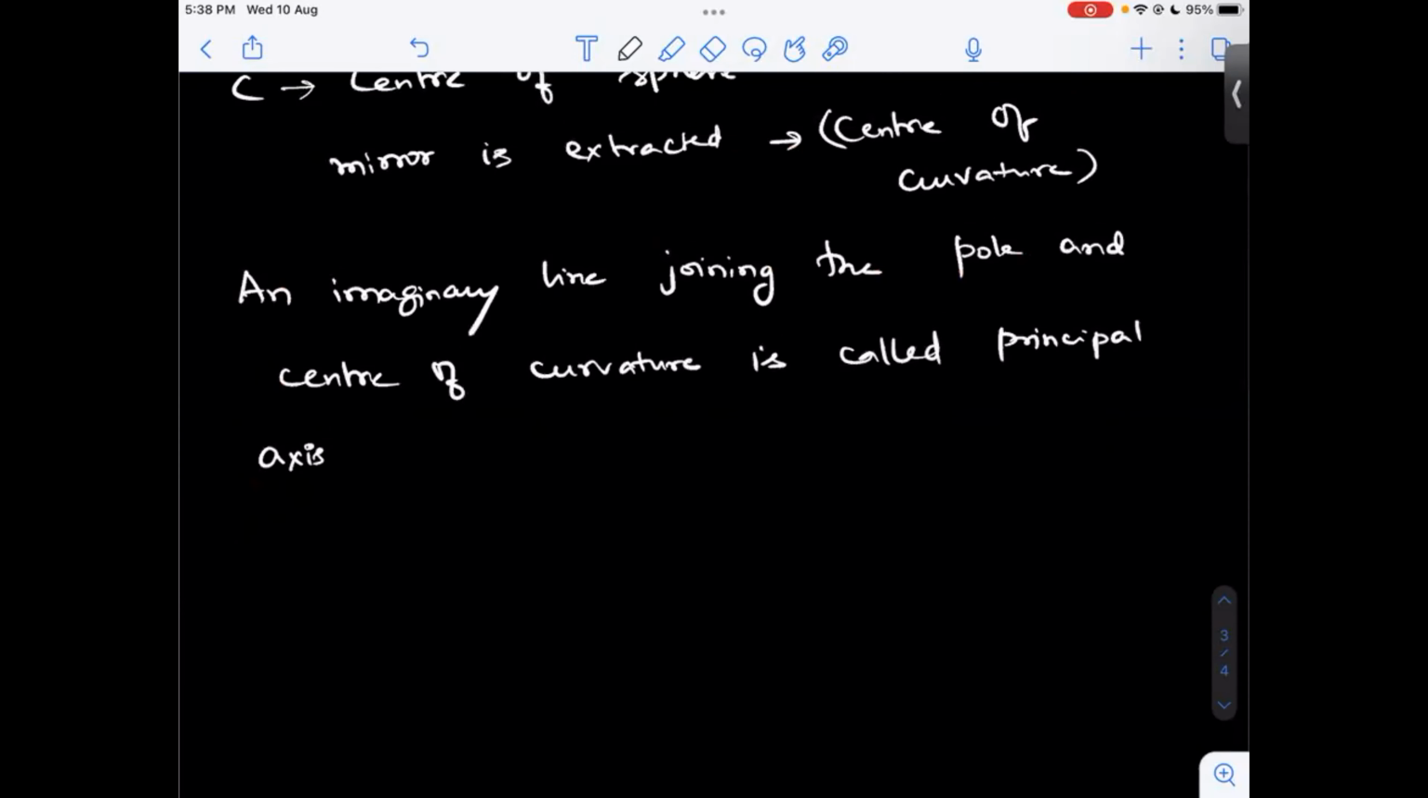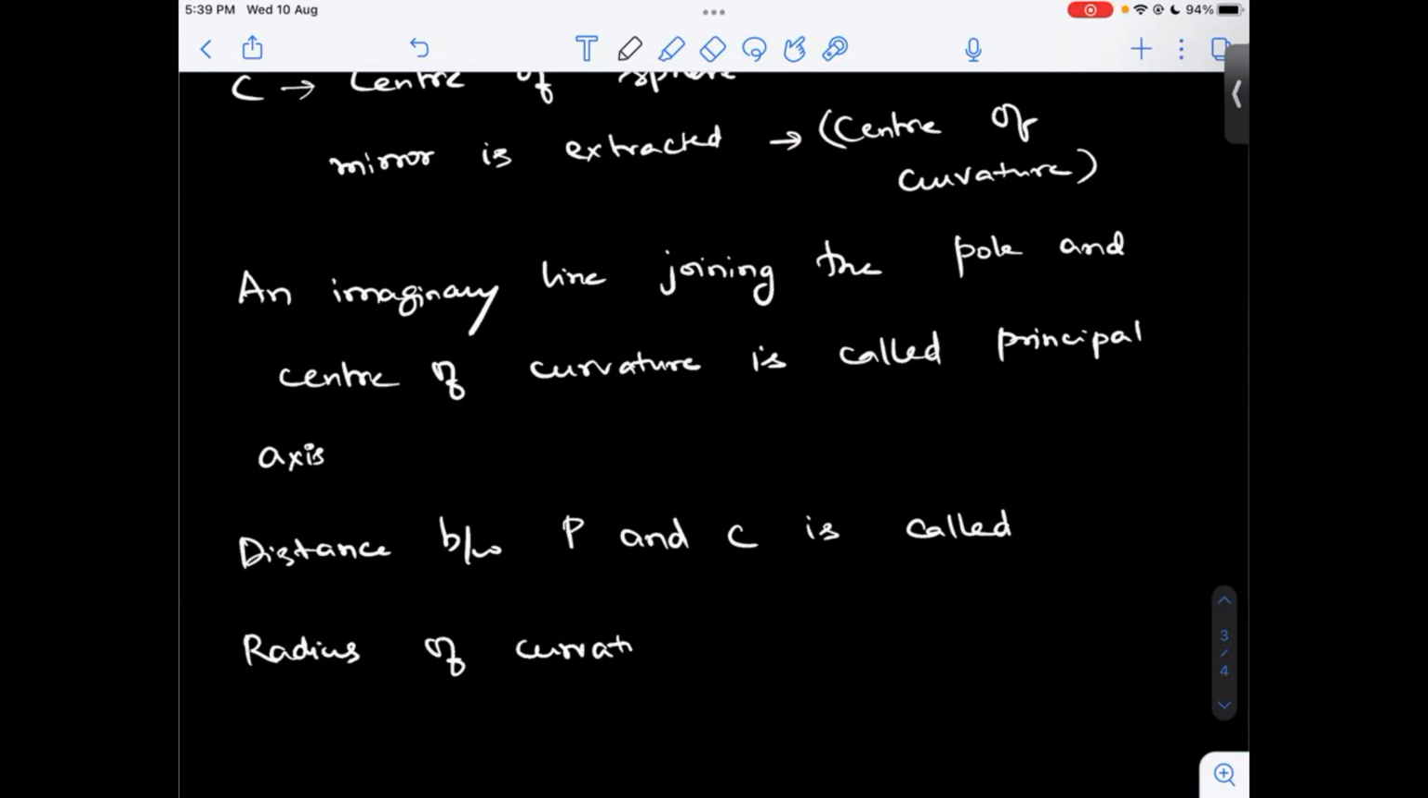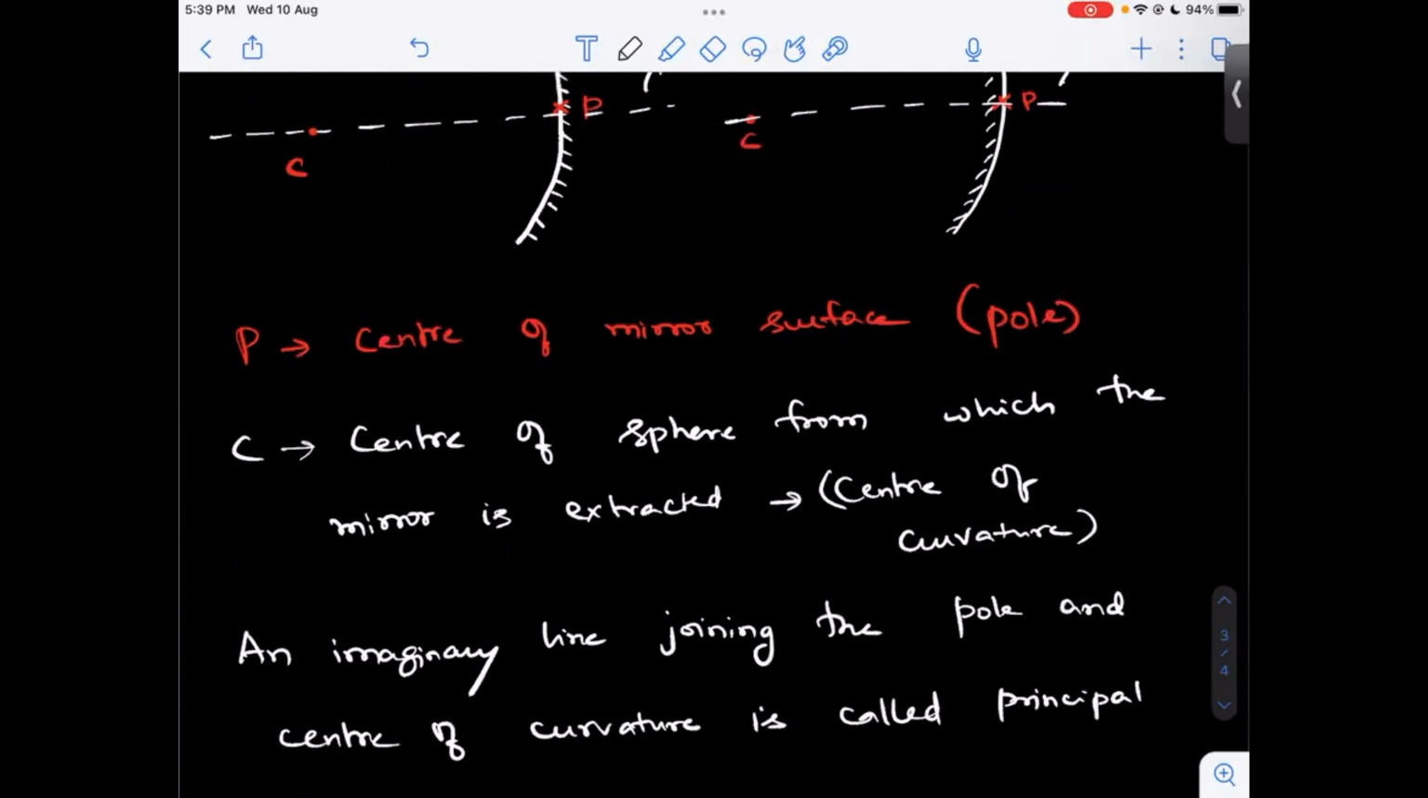Next is the distance between P and C, which is called the radius of curvature. So the radius of curvature is represented by the symbol capital R. So the distance between the pole and the center is called the radius of curvature.